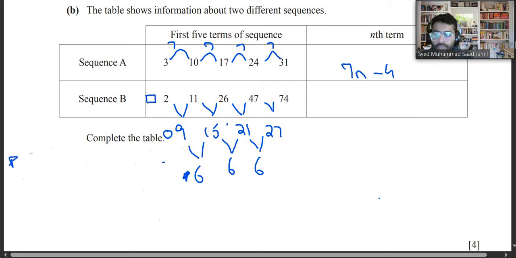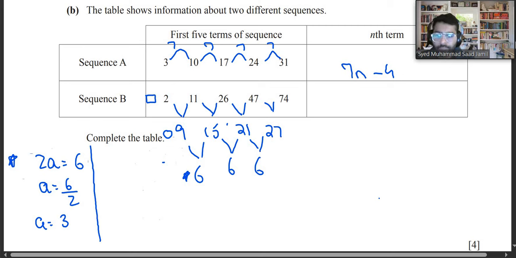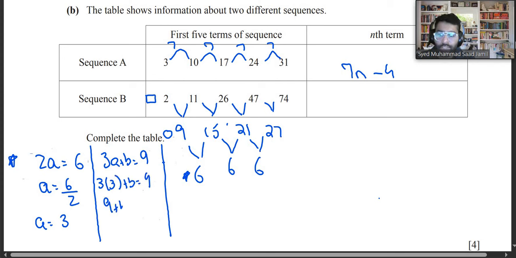So star is basically this, 2a is equals to star, which is 6. So a is equals to 6 divided by 2, a is equals to 3. Now circle. Basically the second one, this is basically 3a plus b is equals to 9. So we already know 3a is 9, 3 multiplied by 3 is 9. 9 plus b is equals to 9. b is equals to 9 minus 9. b is equals to 0.